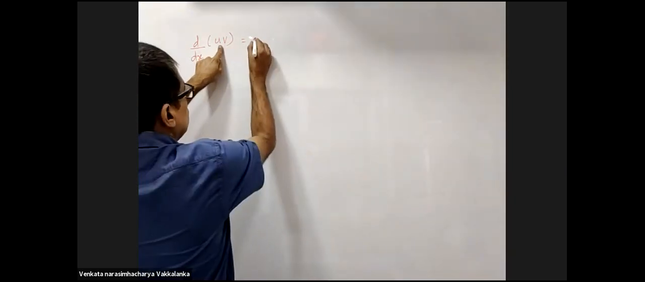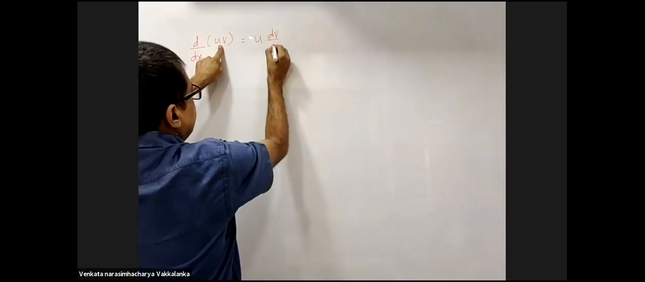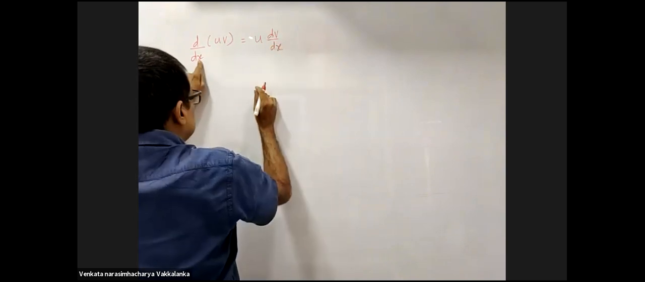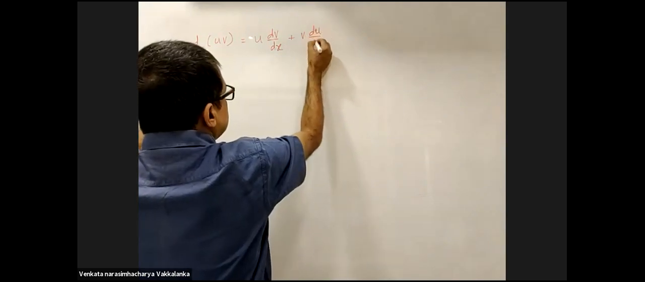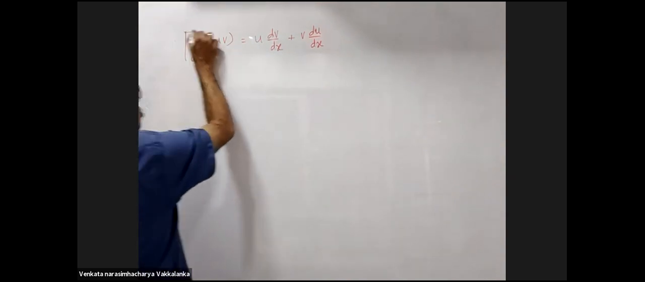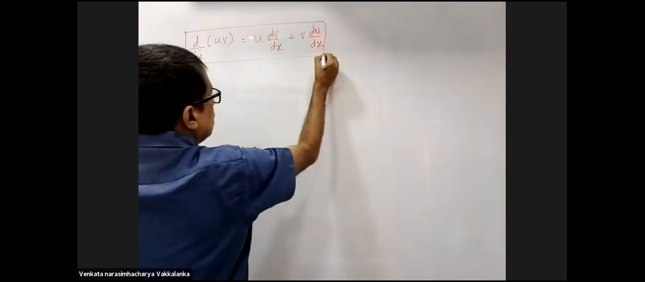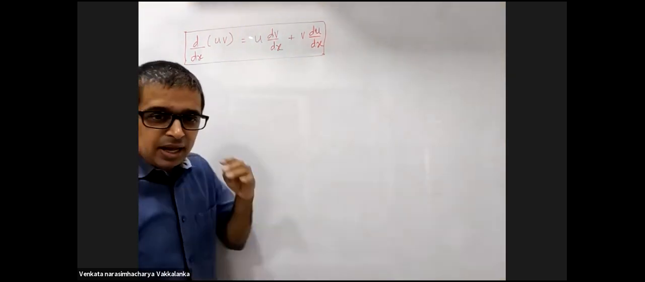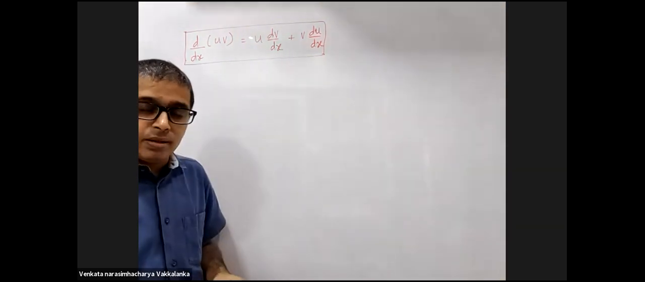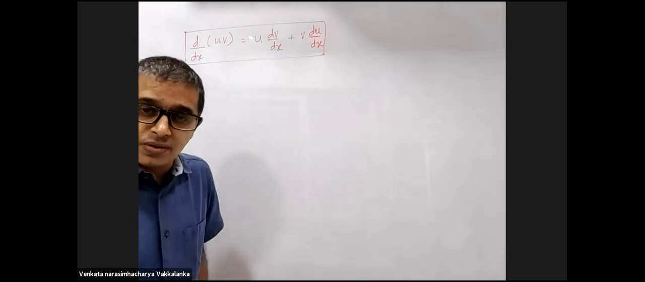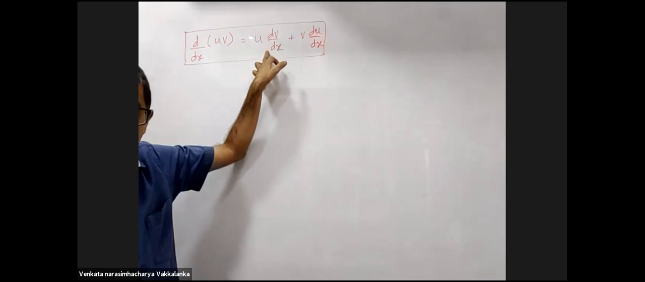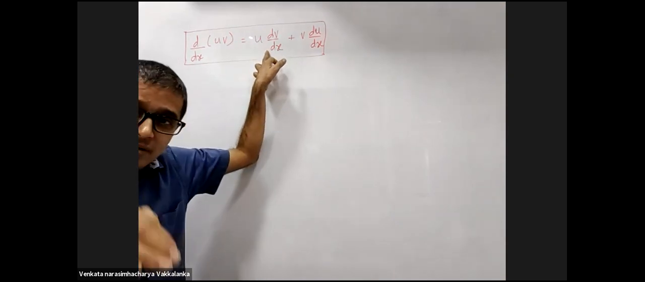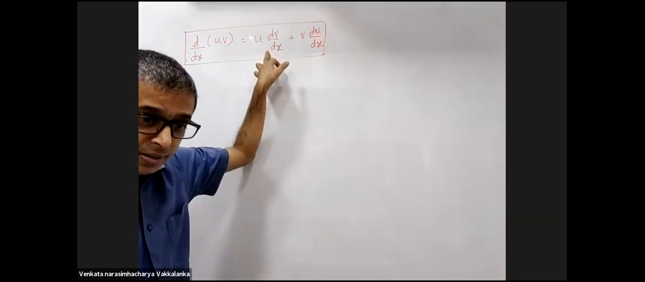Then what will you do? Keep u as it is and differentiate v with respect to x. Keep v as it is and differentiate u with respect to x. What is this called? Product rule. I will not be deriving it, but in mathematics they'll give you the proof. We will learn how to use this. Why do we need it? In physics, you'll require it as we go ahead.